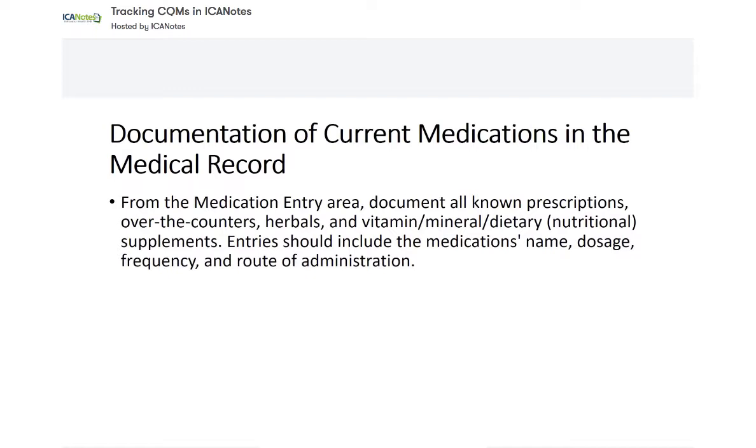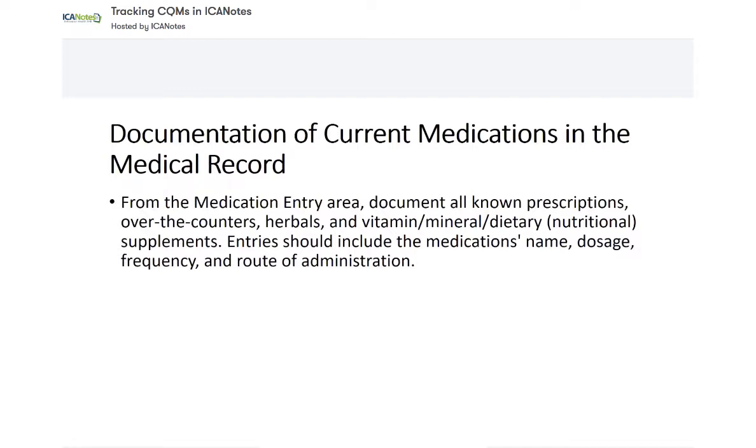That means if it's your first visit, you're doing the med rec, and in subsequent visits, you're updating that list, even from external providers, which we give you the ability to do in ICANotes. So this list must include all prescriptions. Again, as you see it right there on the screen, it is all known prescriptions, over-the-counter, herbals, vitamins, dietary supplements, everything. And it must contain the medication name, the dosage, the frequency, and the route. All right, so you're getting everything in. Even if they're taking probiotics, you've got that in your documentation. So again, this is a high priority measure.